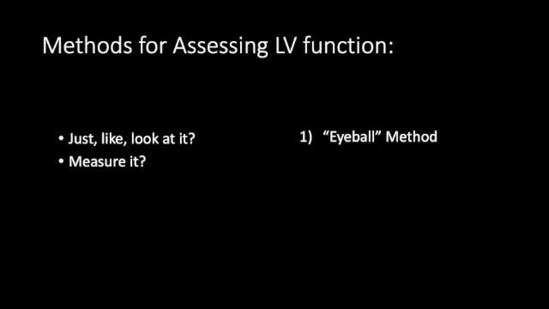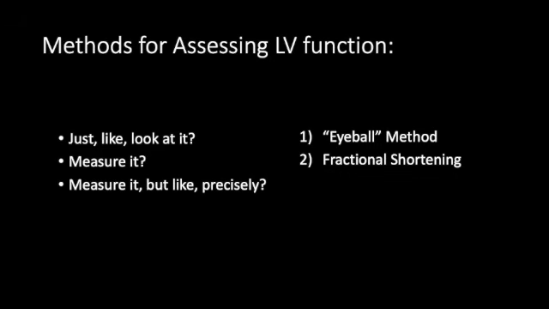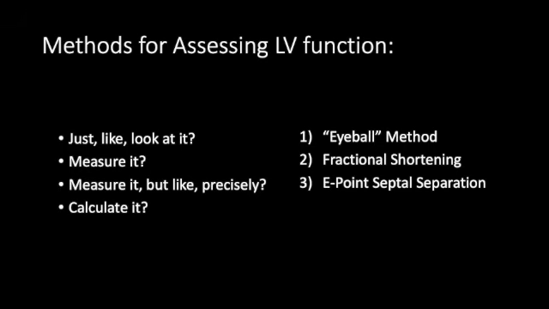Now, as we're learning, I would suggest that we have more quantitative measurements, and so we can measure. And one way to do that, probably the easiest way to do that, is by measuring something called fractional shortening, which we'll show on a next slide. We could also measure it, but more precisely, using something that has a little bit better evidence, even if it is a little bit harder to measure. That's going to be our E-point septal separation. And then lastly, we could calculate it. And that would rely on some volumetric calculations using a variety of different views, quite honestly beyond the scope of a point-of-care exam in most cases. However, I do mention them for completeness' sake.